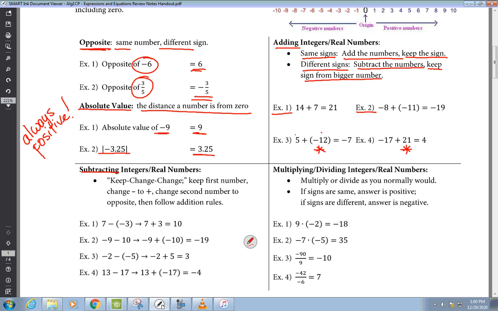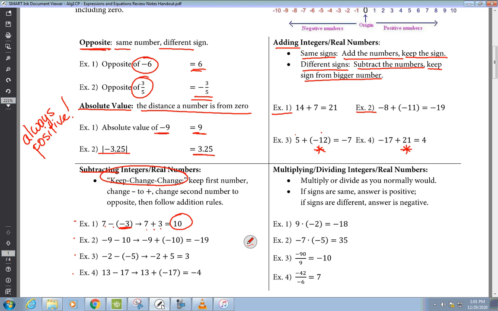Subtraction. Subtraction follows the rule of keep, change, change. Keep the first number, change subtraction to addition, and then change the second number to the opposite, and then follow your rules for adding. So for each of the 4 examples, each example shows the process. So with example 1, 7 minus negative 3, keep the first number, change subtraction to addition, take the second number and make it the opposite. So the opposite of negative 3 would be positive 3, and then you add the way you normally would. 7 plus 3, 10.